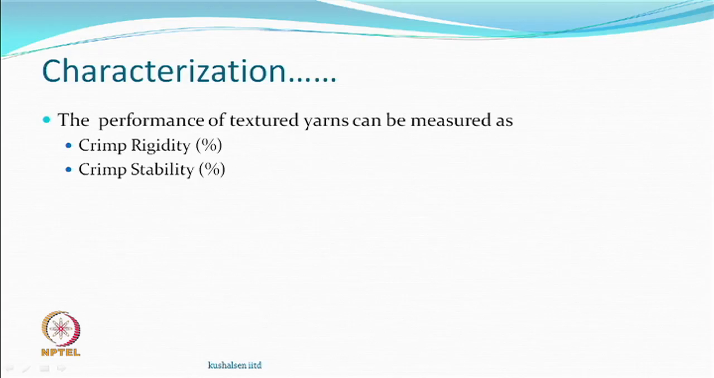So, we have few minutes. So, let us say before we go for any kind of optimization and so on and so forth, one must know how do we characterize something called a textured yarn. So, there are two parameters, one is called crimp rigidity and the other is called crimp stability. When we characterize a textured yarn, of course, we may be interested in tensile properties also, breaking stress, breaking elongation, modulus.